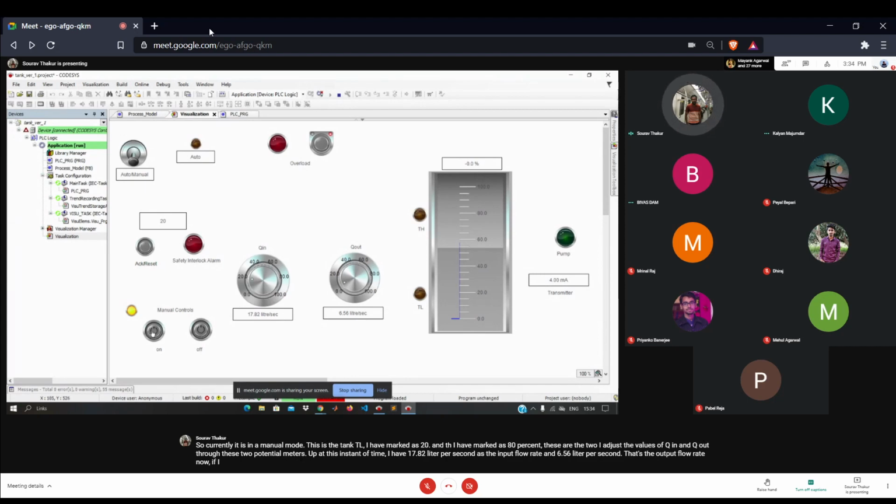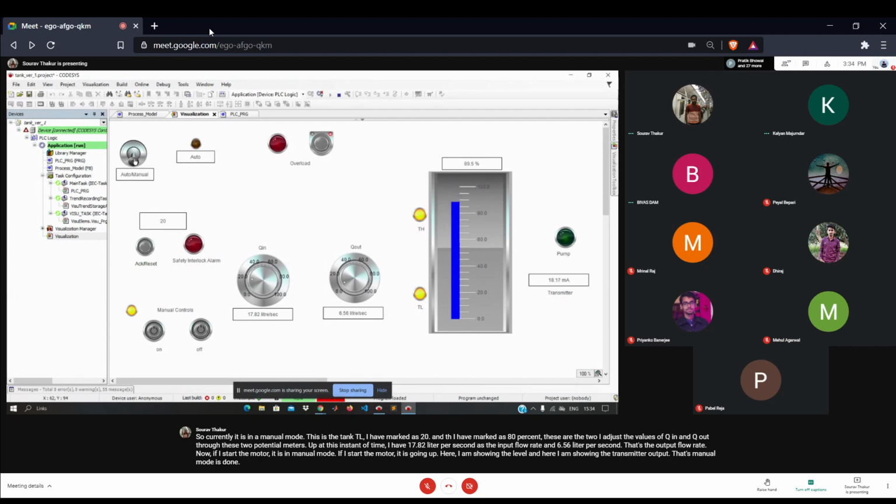Now, if I start the motor, it is in manual mode. So now if I start the motor, it is going up. Here I am showing the level, and here I am showing the transmitter output. Yeah, manual mode is done. Now, if I go to auto mode, since it is between TH and TL, the pump is not started.